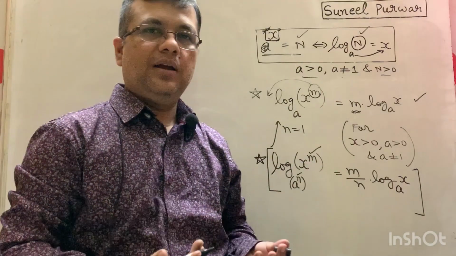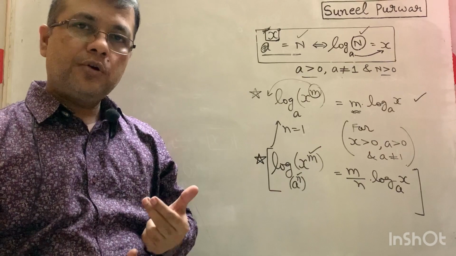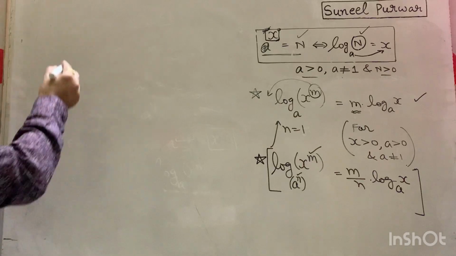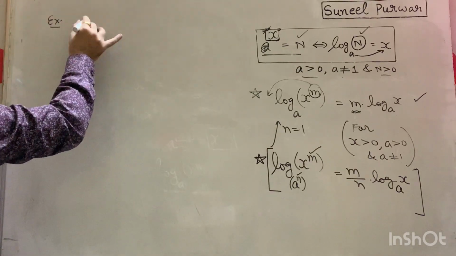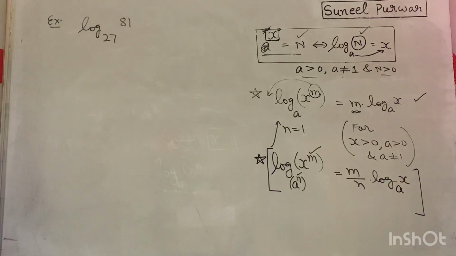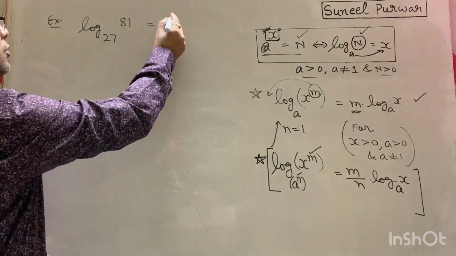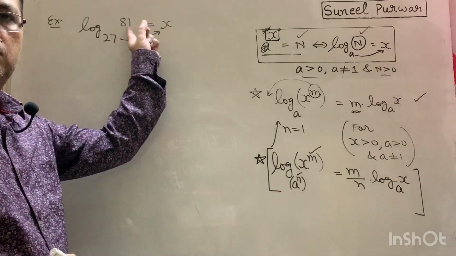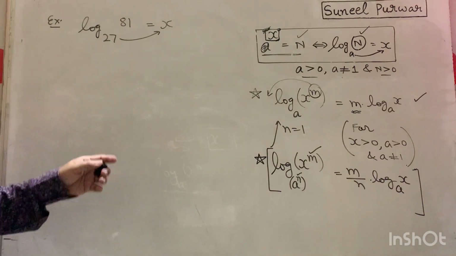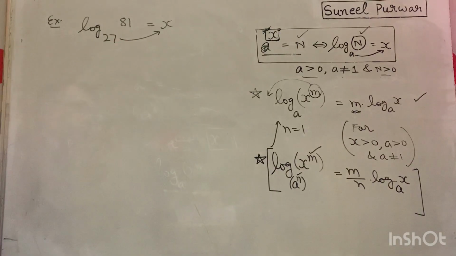In fact, the illustrations that I took in the beginning of the class can be answered more quickly using this result. For example, I had asked you log of 81 to the base 27. So in the previous method, I had told you, say this is x and then 27 power x is equal to 81. Can you recall? And we found the value to be what? 4 by 3. Okay, in this case, the value will come out to be what? 4 by 3.